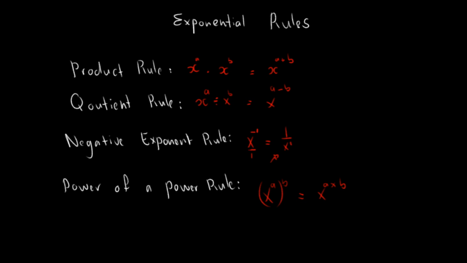Okay, I'm going to do the product rule down here. So the product rule would look something like this. Let's say we have x raised to the second power multiplied by x raised to the third power. Well, we know we can add 2 plus 3. That gives me x raised to the fifth power. So how would that look in practice? It would look like this: x times x times x times x times x. I wrote x 3 times over here, and here I wrote x twice. So if I count all the x's together, I have x raised to the fifth power.